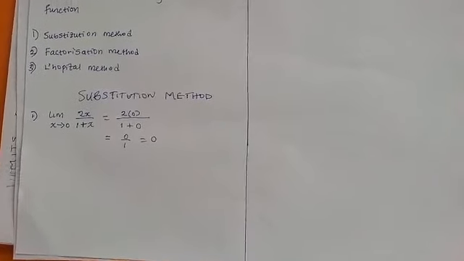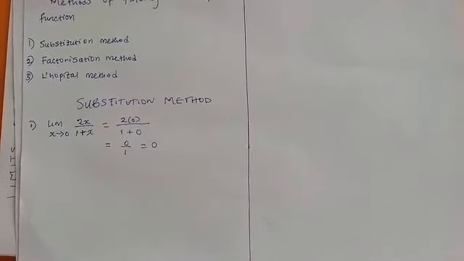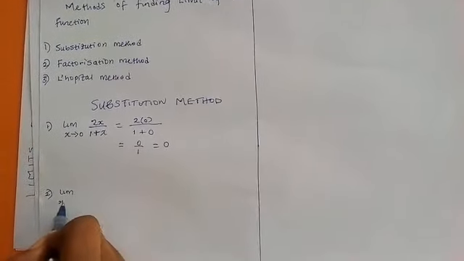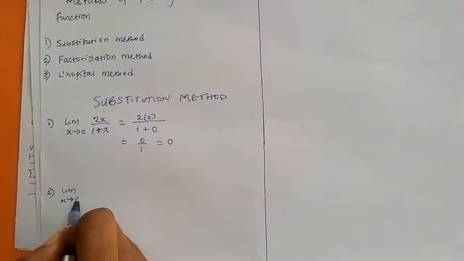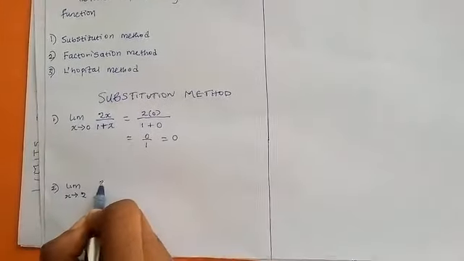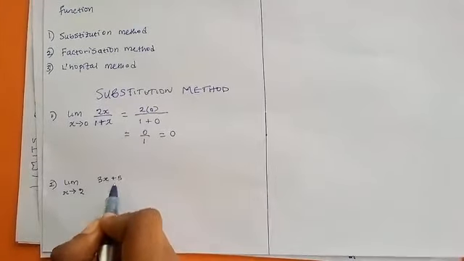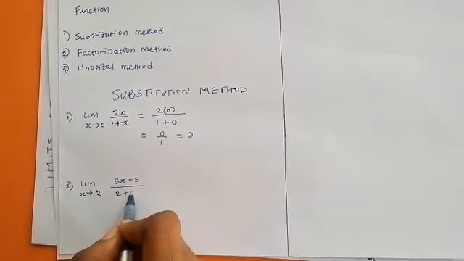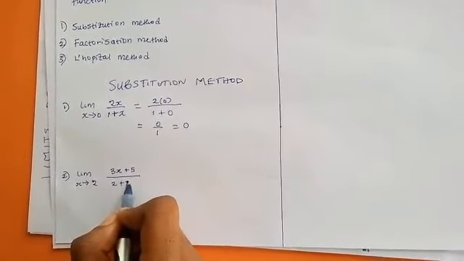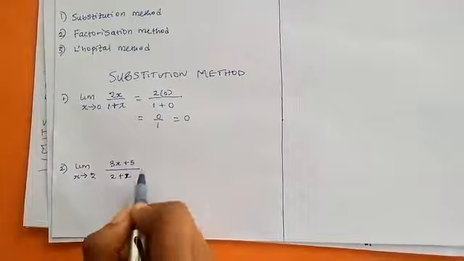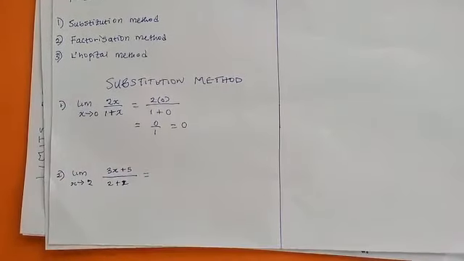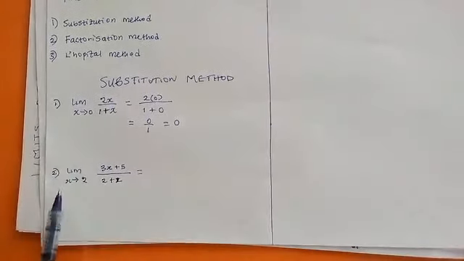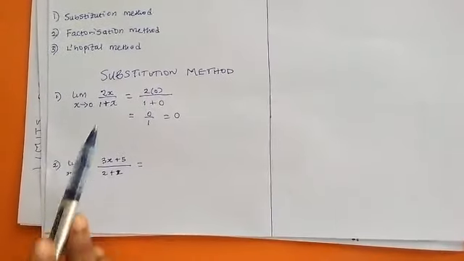Now let's look at another example. Let's say we are given the limit as x tends to 2 of 3x plus 5 all over 2 plus x. Just the way we did the number one. The only difference here is the limit that we're given. Here we're given that x tends to 0. Here we're given that x tends to 2. And the function has changed.